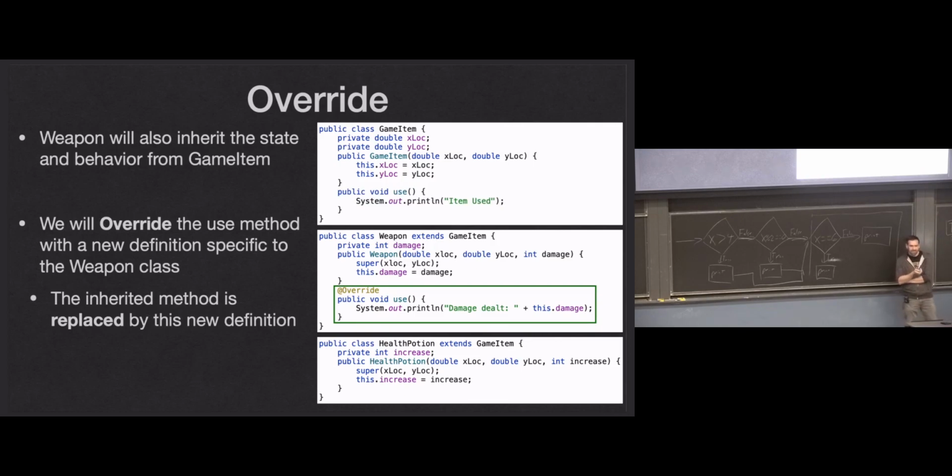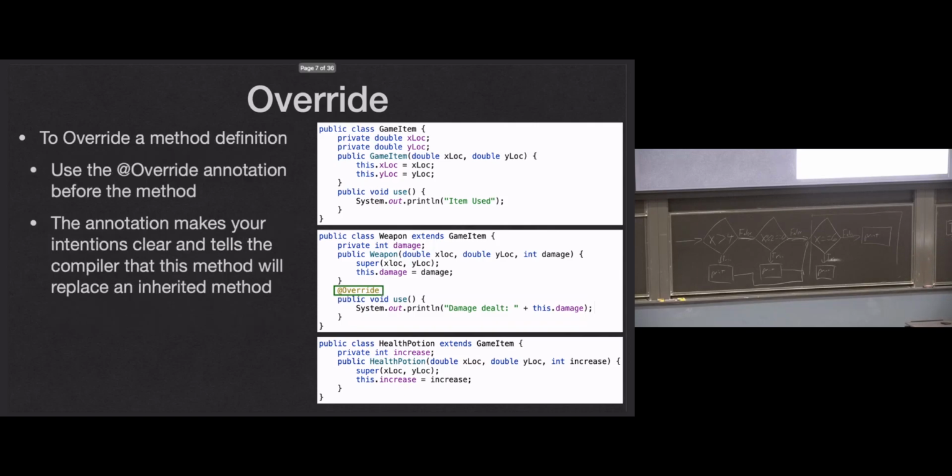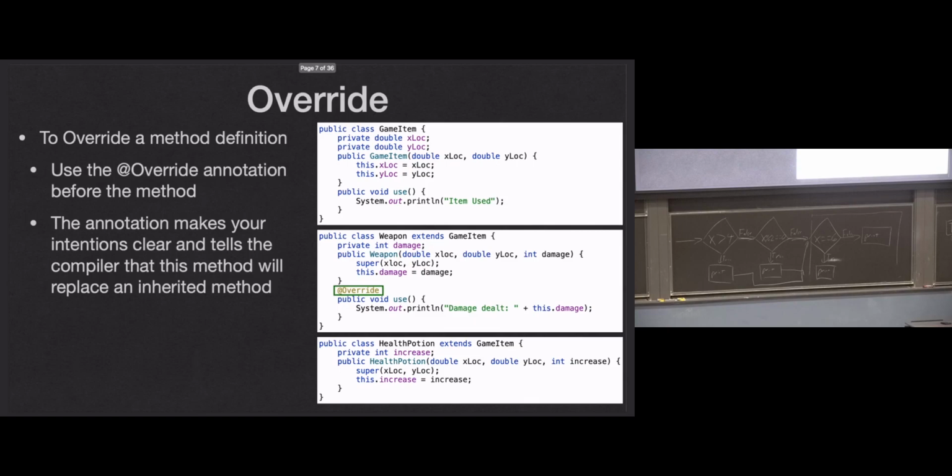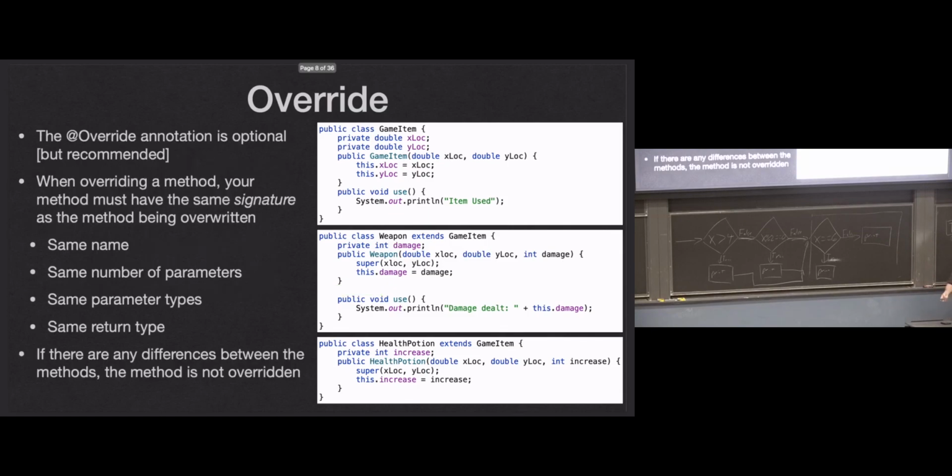Override in a single slide. But let's talk about it for a lot more time. This override annotation is technically optional. I shouldn't even say technically. It's optional. It's just straight up optional. Did I say that in the other one? But we're using the override annotation to make our intentions clear and tell the compiler, hey, I'm overriding a method here. It is optional. I say recommended.